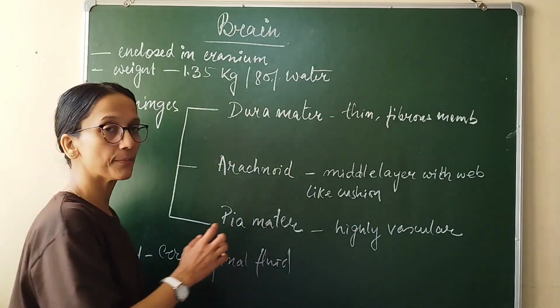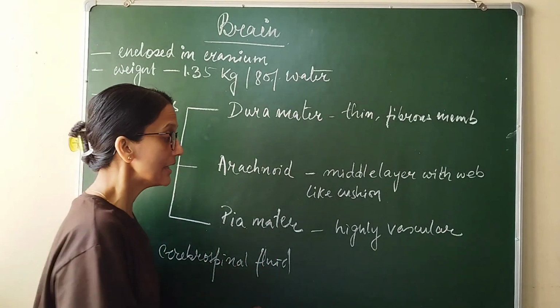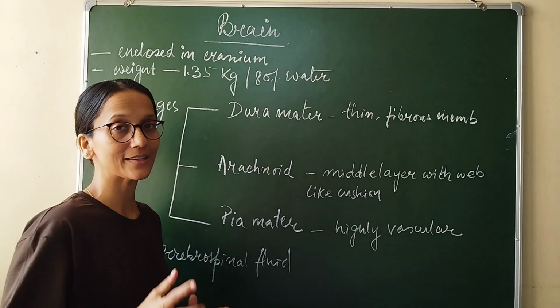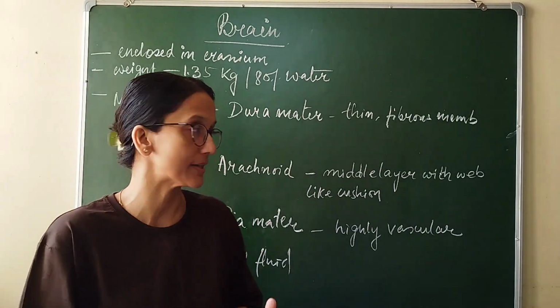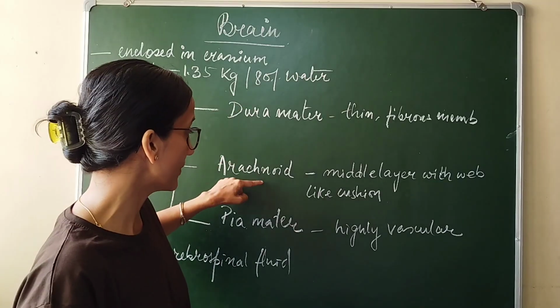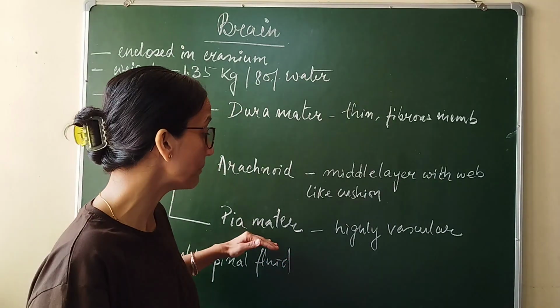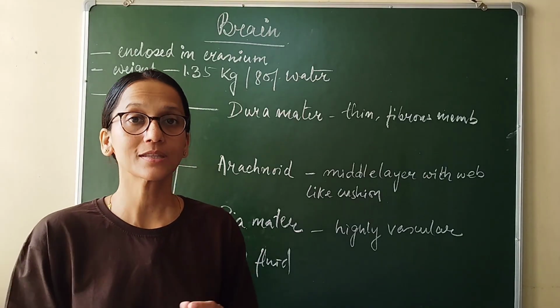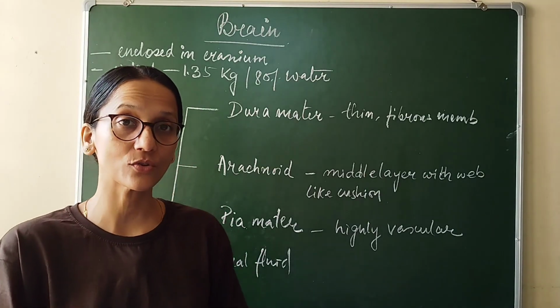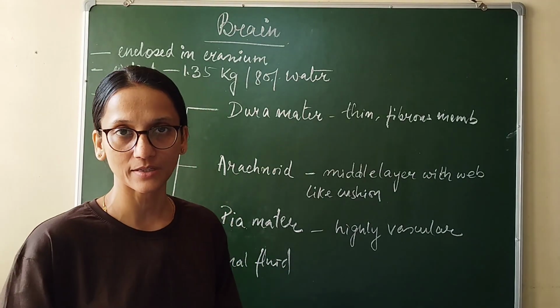And the third one is the pia mater, and you need to remember that this is the layer which is vascular. What do we mean by vascular? That means it is richly supplied with blood. This layer and this layer, they are not vascular, but the pia mater is the only layer which is absolutely right above the neurons, and it is vascular. So blood can reach your neurons only through the pia mater.